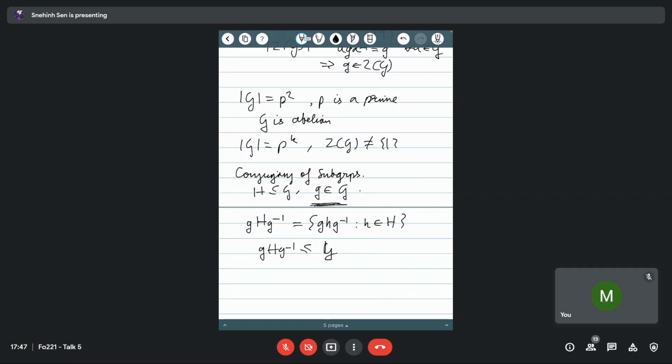And the interesting fact is if g H g inverse is equal to H for all g belonging to G, what are such groups called? I'm sure you have seen this.